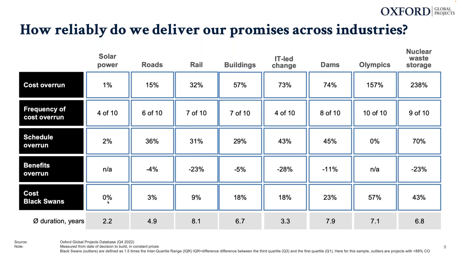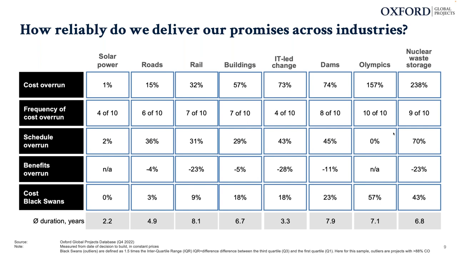So solar power is at this end of the spectrum, whereas the Olympics, which was interestingly not the one that you voted for as the worst performing, that was actually rail, as far as I remember, which only got 6% of votes. The Olympics, for the five that were in that poll, is by far the worst performer with an average of 157% overrun. 10 out of 10 overrun.